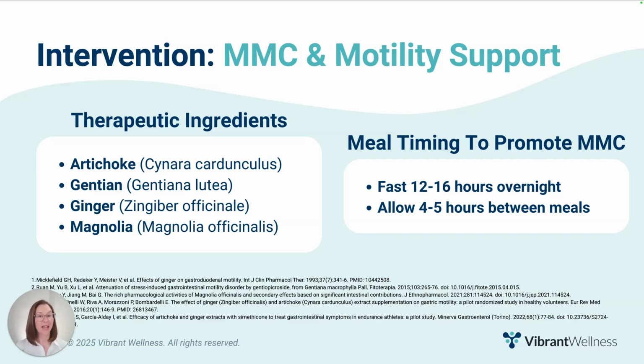I shared evidence that MMC experts say the best way to promote a robust MMC is to fast overnight, 12 to 16 hours, and to allow 4 to 5 hours between meals. She told me this is going to be hard, but she would try eating 3 meals a day instead of grazing throughout the day. I also recommended she take 1,000 milligrams of ginger before bed and use a product with therapeutic ingredients like artichoke, gentian, ginger, and magnolia, known to promote gastric emptying and motility.